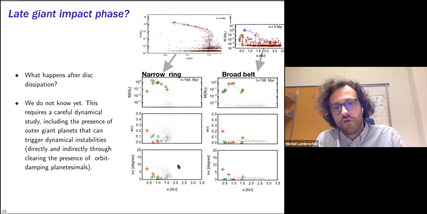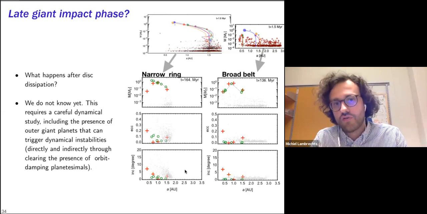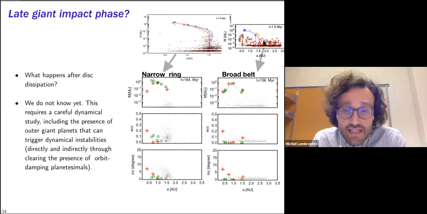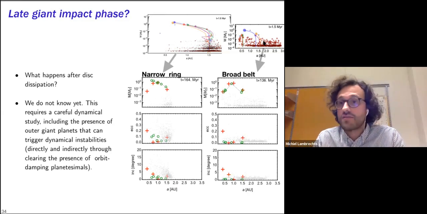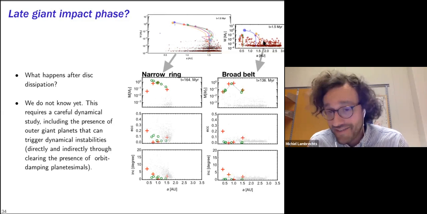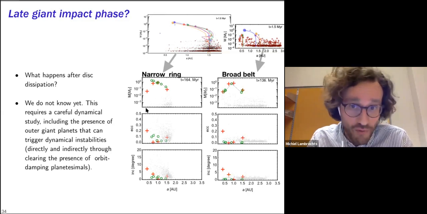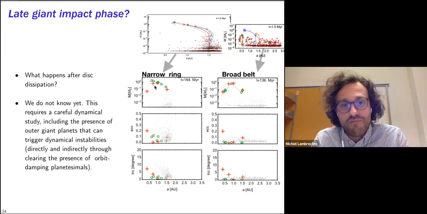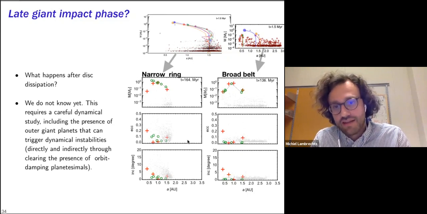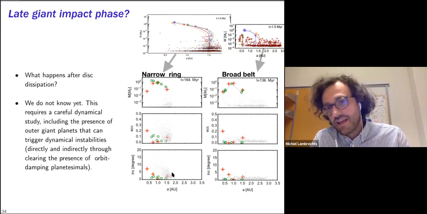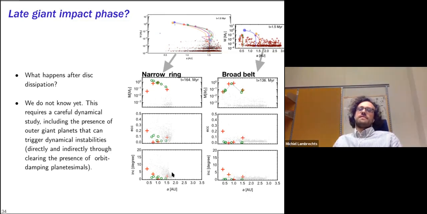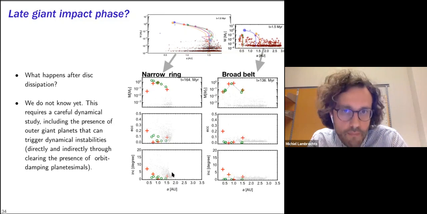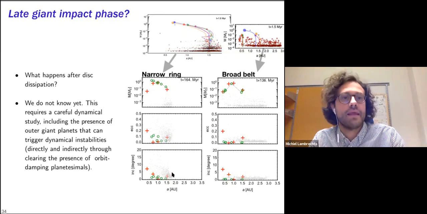So, just for illustrative purposes, I show 2 continued runs of this set, and you can see that in this case there are actually 2 very quiet systems. Actually, not much happens, in both the narrowing and broad belt simulations. These bodies remain pretty much where they are and remain at relatively low eccentricities and inclinations, not so unlike what we see in the solar system right now. But still, this is very preliminary.